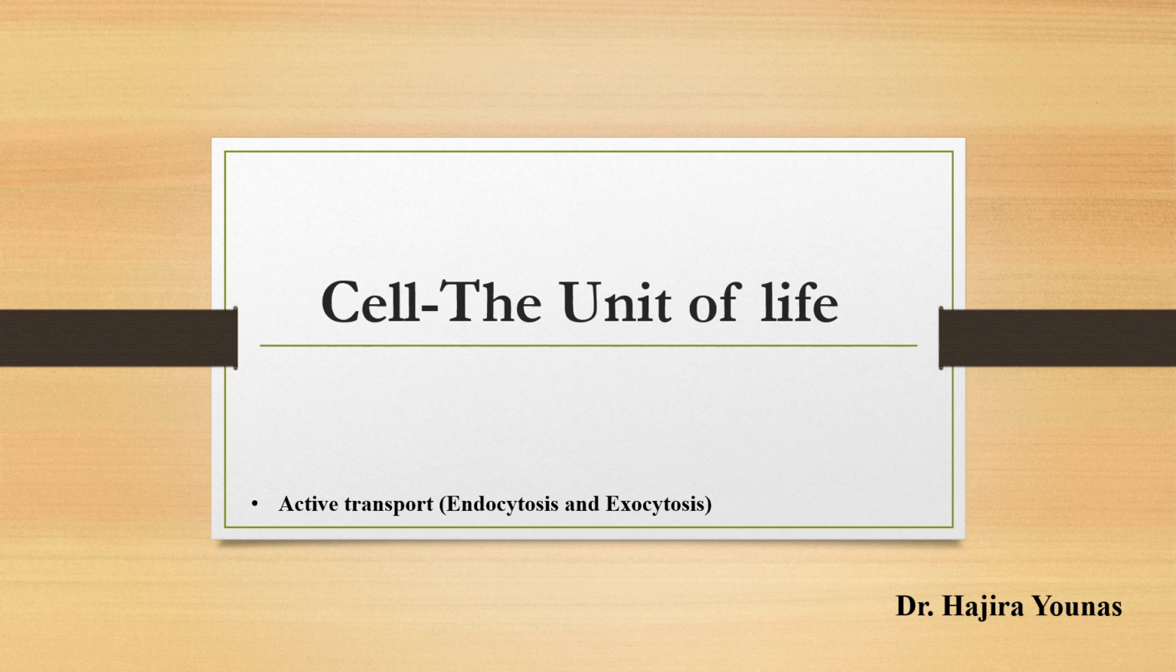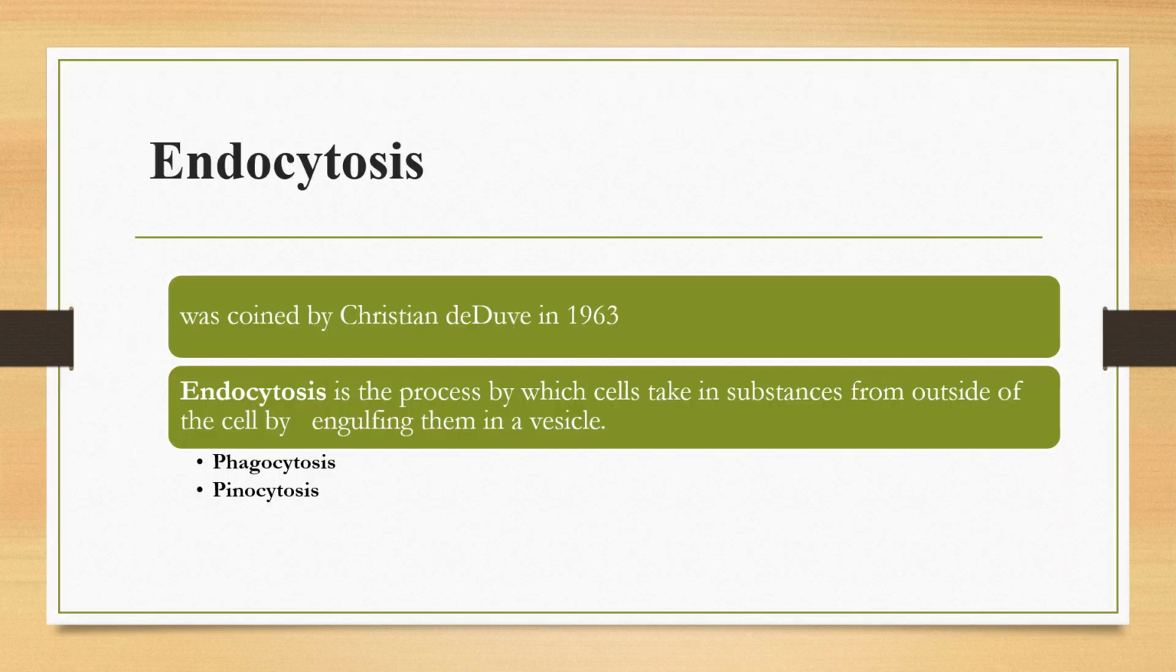In the chapter of Cell, the Unit of Life, today we are going to discuss another mechanism of active transport, that is endocytosis and exocytosis. Firstly we must know what endocytosis is. The term endocytosis was coined by Christian de Duve in 1963.